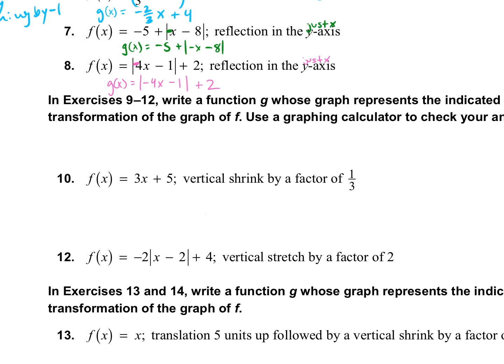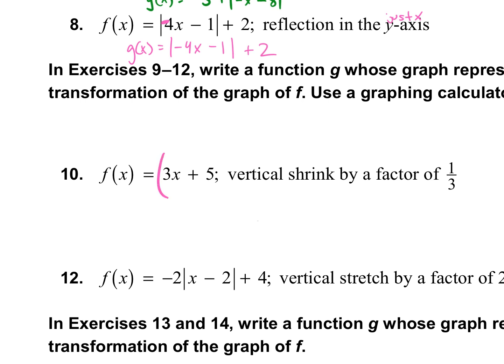So for number 10, we have a vertical shrink by a factor of 1/3. So everything is going to get multiplied by 1/3. So when I multiply everything by 1/3, what do I have to do? Distribute.